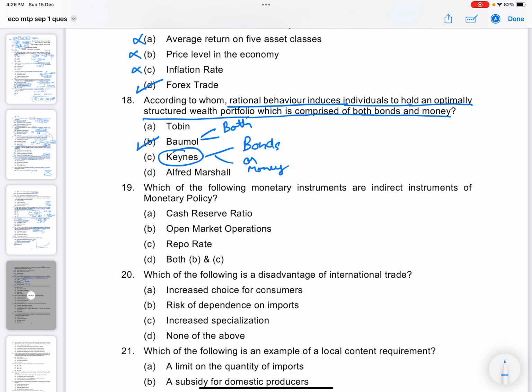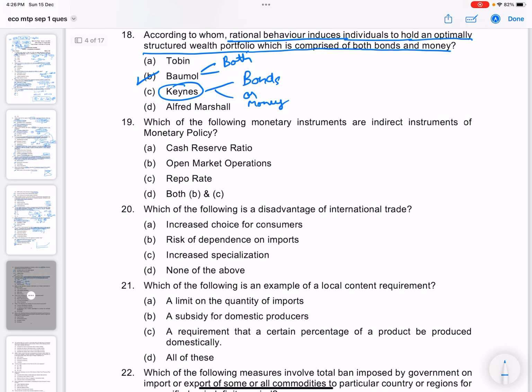Okay. Which of the following monetary instruments are indirect instruments of monetary policy? So here they are talking about the indirect instruments of monetary policy. Open market operations, repo rate, all of them are monetary instruments only. But this cash reserve ratio is direct. So we have the answer B and C.